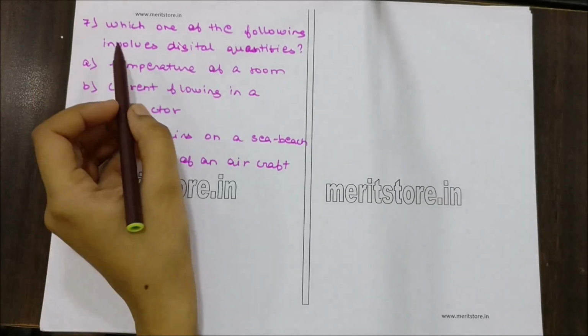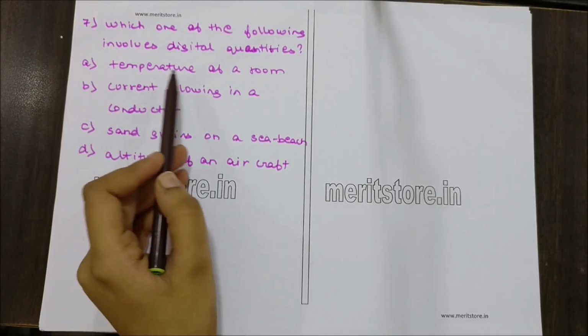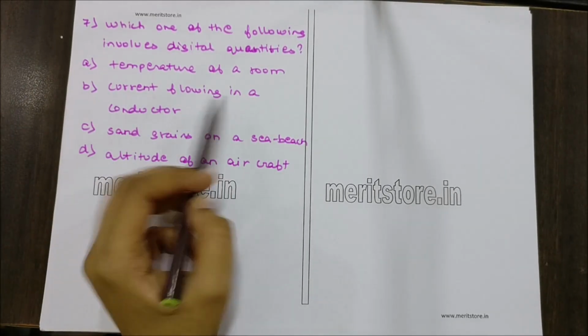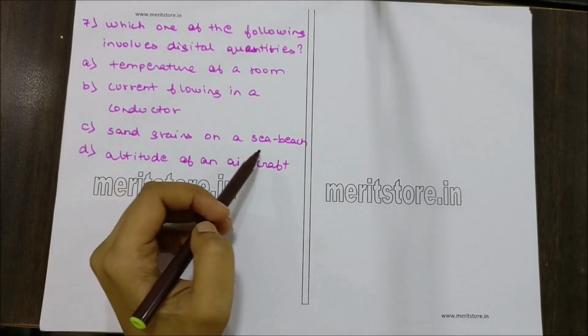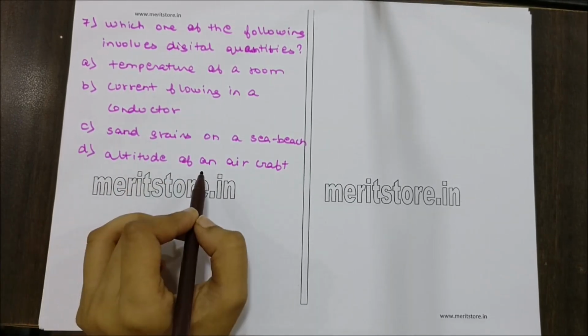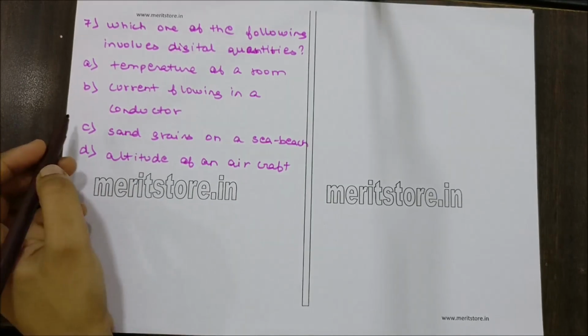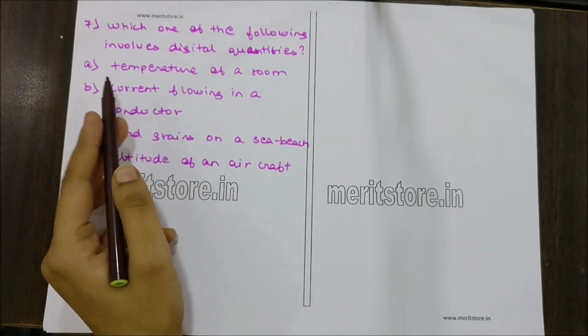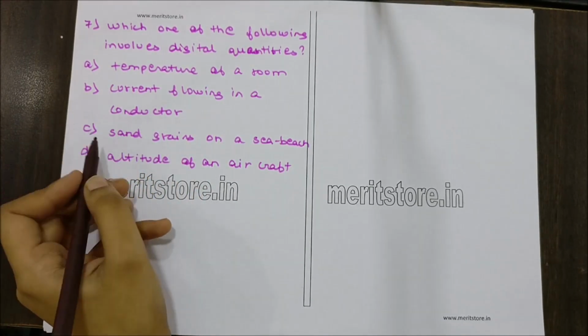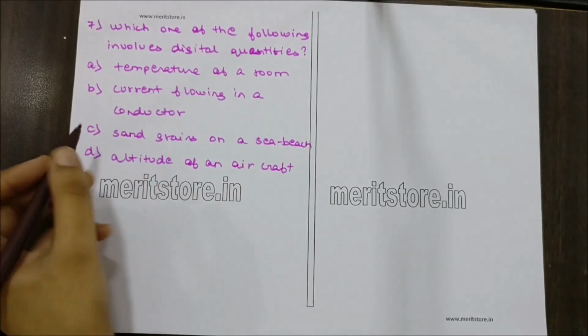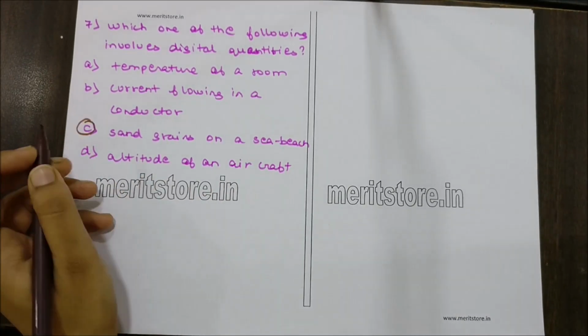Question 7. Which one of the following involves digital quantities? A. temperature of a room, B. current flowing in a conductor, C. sand grains on a sea beach, D. altitude of an aircraft. Over here, the altitude of an aircraft may vary, even the temperature or the current flowing, but the sand grains will come as a digital quantity. Option C is the correct answer.